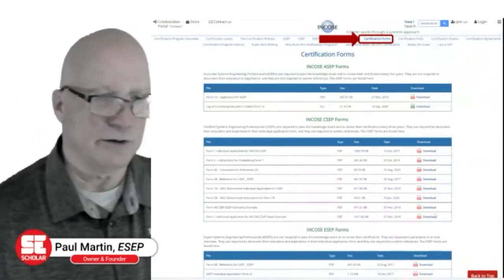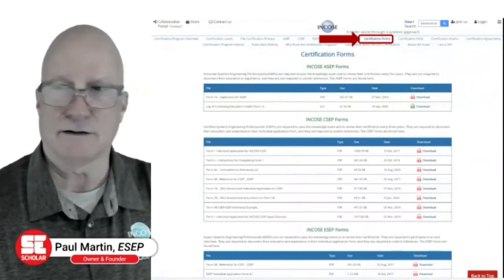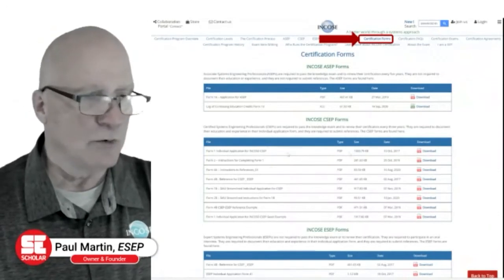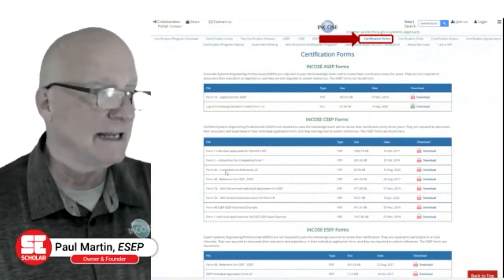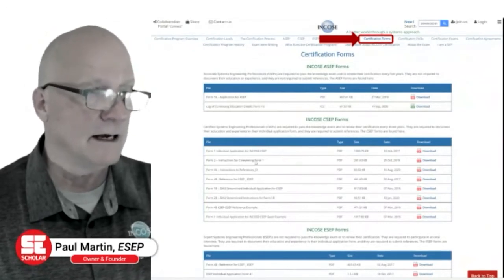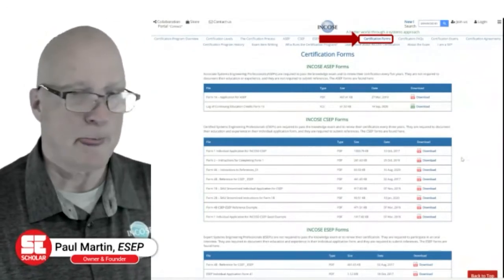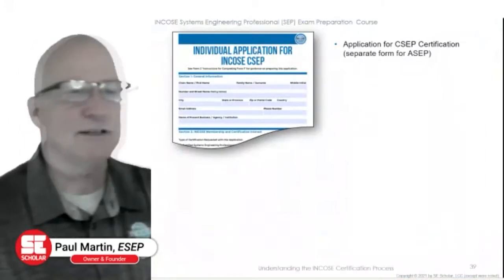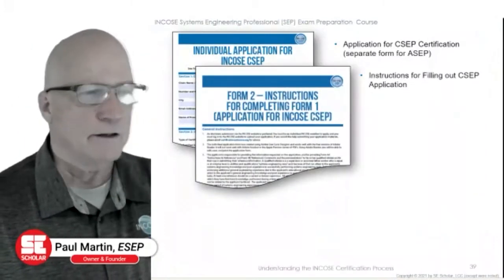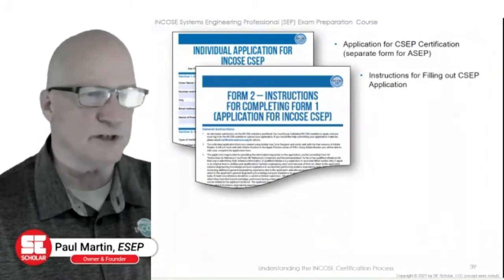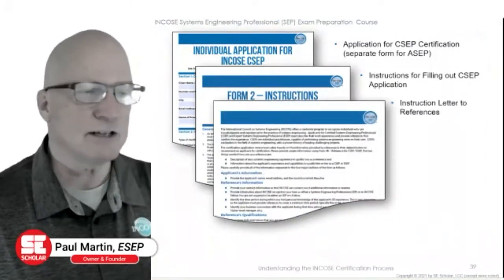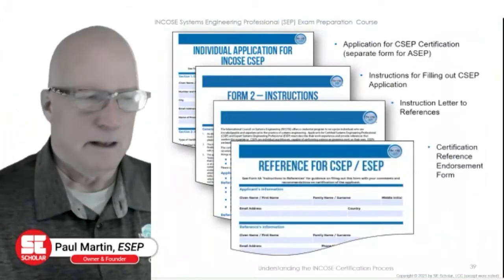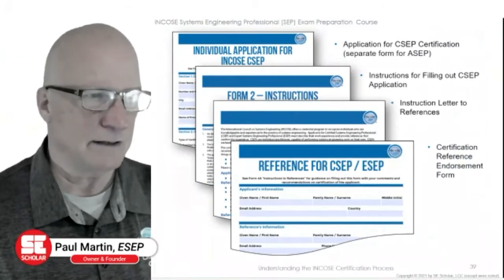And just download all the forms that you need. And the forms that you need, especially the one with the Appendix A, is the instructions on completing the form right here. So it's Form 2 that you'll be doing. All right. So download them from the website. What you'll get is your application, of course. You get instructions on filling it out. That's Form 2, and that has Appendix A on it. Instructions to your references. That's very important. And then your references have to endorse you. And so you need to download that as well.